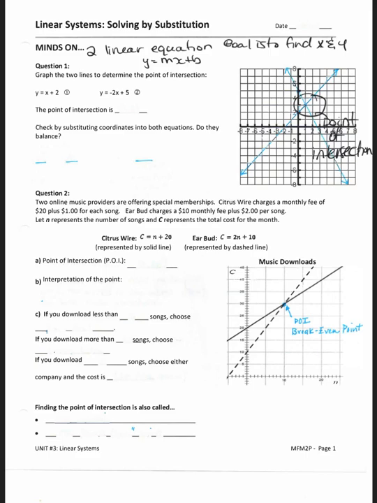So if we were to graph these 2 lines that are here, y equals x plus 2 and y equals negative 2x plus 5, then they're going to cross right here at this point of intersection. So the point of intersection here is actually at x is 1, and y looks like 3. Okay, so my point of intersection here is 1 and 3.